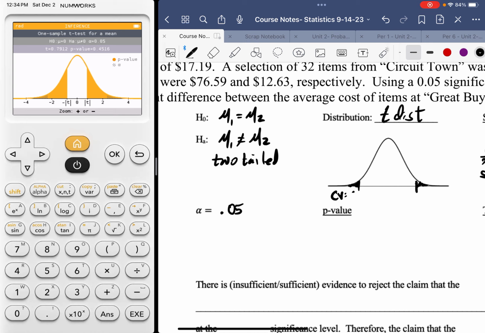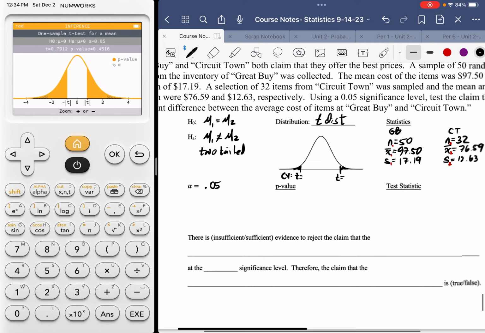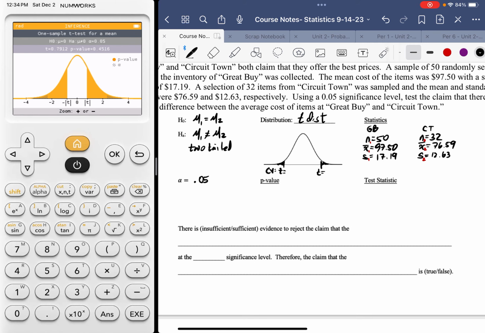All right, so critical value for t. T distribution requires degrees of freedom. And so what we'll do is take the smaller n value. There's another formula, but this one gets the job done. This algorithm. So take the smaller of the two n values and subtract 1 from it.